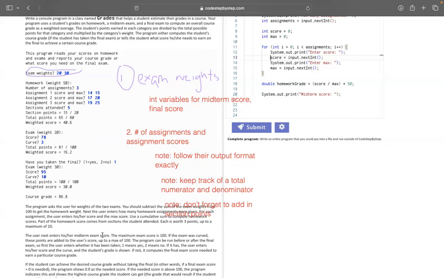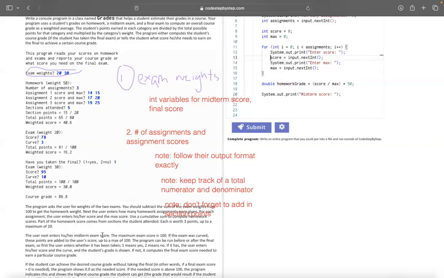Basically, after you ask for the assignments and the scores, you have to ask for the number of sections the user attended, and you take in some int variable that they give you, which tells you how many sections. Each section they attended is 3 points, up to a maximum of 20 points. So if they say five sections attended, that's 15 points out of 20. If they say 6, that would be 18 out of 20. If they say 7, that would just be 20 out of 20. So the section thing is just times 3 for whatever sections they attended, up to a max of 20.